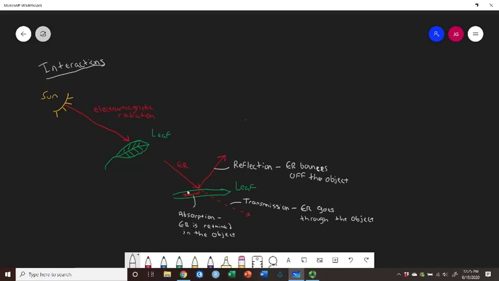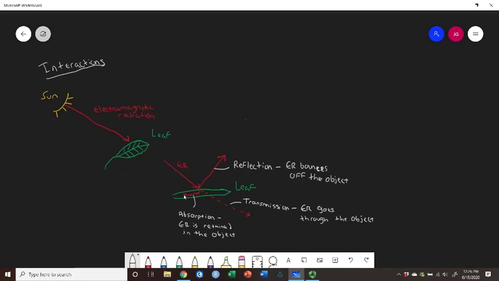So in the case of a green leaf, and we're going to talk a lot more about what are called spectral response curves later, but for right now, when we look at a green leaf, at least in the visible spectrum, the electromagnetic radiation is coming in, the green light is being reflected off, and that's why the leaf appears green to us. And the red and blue light are being absorbed, and it's that absorbed red and blue light that is catalyzing that photosynthetic reaction.